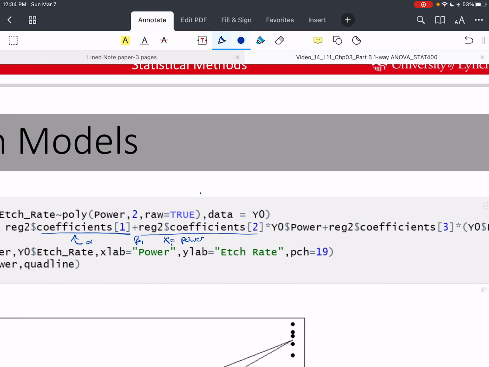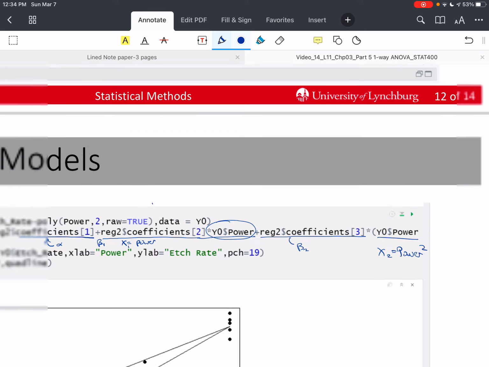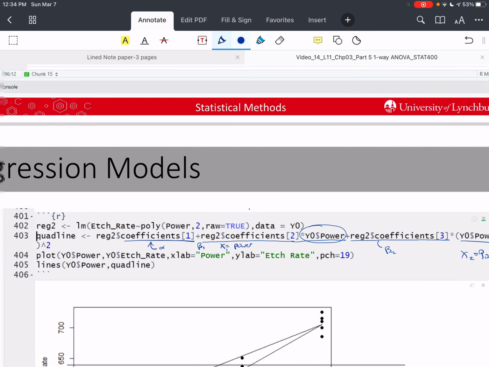And then, see, so here's power. And then here, this is the coefficient, we'll call it beta 2, and where x2 equals power squared. Okay? So we have a second order polynomial, or a quadratic equation here. Okay? And so I've saved this quadratic line so that I could plot it.